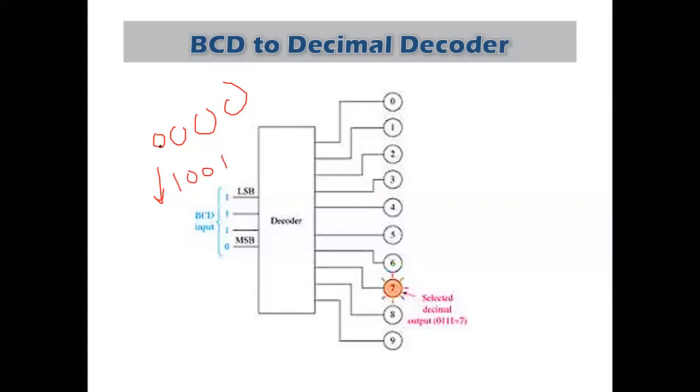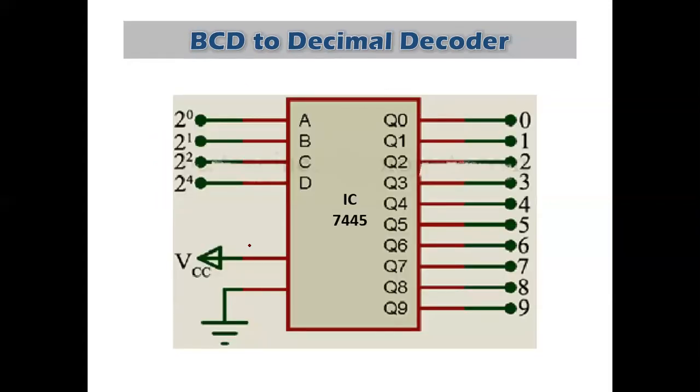If my input data is all 0, this lamp will glow. If my input data is only this one, then this lamp will glow. So it will be like that. IC 7445 is a BCD to decimal decoder. Whatever BCD input I apply here, I'll get output accordingly. If I apply 0, 0, 1, 1, which lamp should glow? Lamp number 3 should glow here.